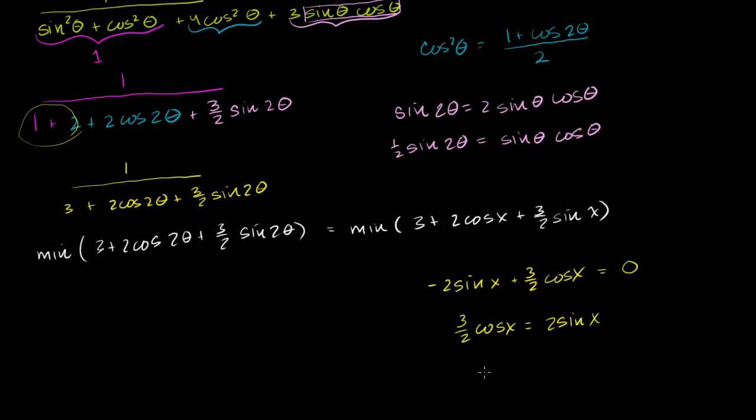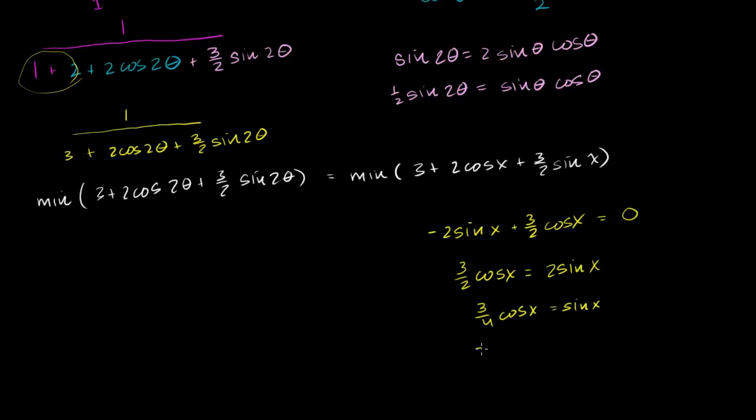And then we can divide both sides of this equation by, let's divide by 2 first. I don't want to skip too many steps. So 3/4 cosine of x is equal to sine of x. And we can divide both sides by cosine of x. So we get 3 over 4 is equal to sine of x over cosine of x, which is the same thing as the tangent of x. So an x value that gives us a tangent of 3/4 is going to give us either a maximum or a minimum point.